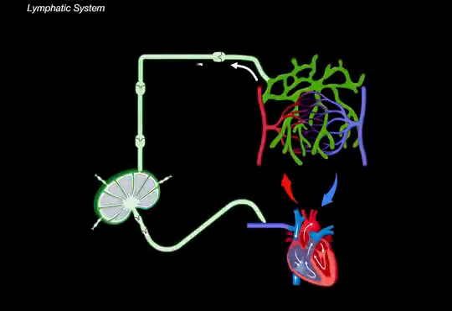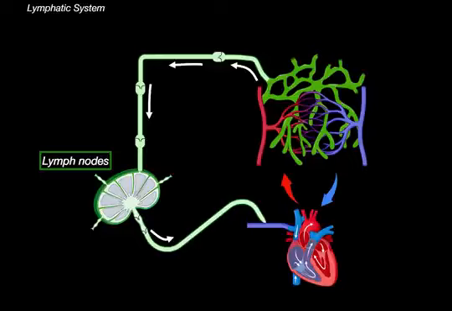As lymph flows through the lymphatic vessels, it eventually passes through small, specialized organs called lymph nodes. Imagine for a second that a pathogen, like a virus or bacterium, gets absorbed into the lymphatic capillaries. It then travels with the lymph through the vessels and eventually enters a lymph node, where it will be examined and filtered. Let's see how.